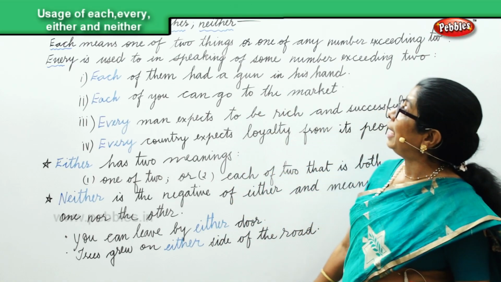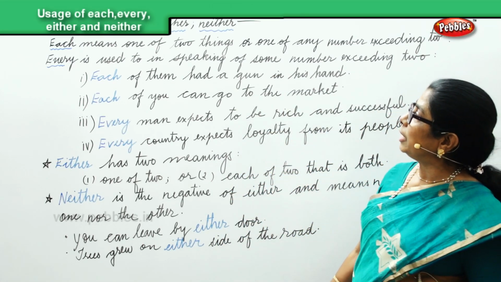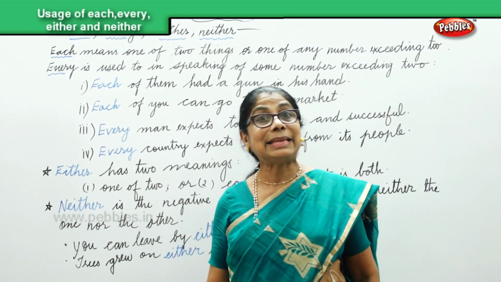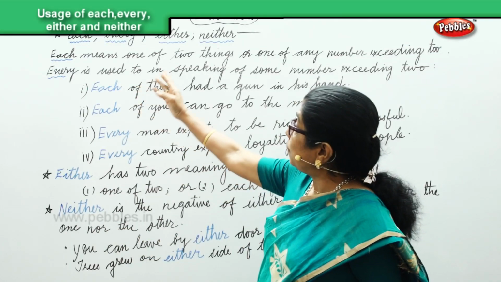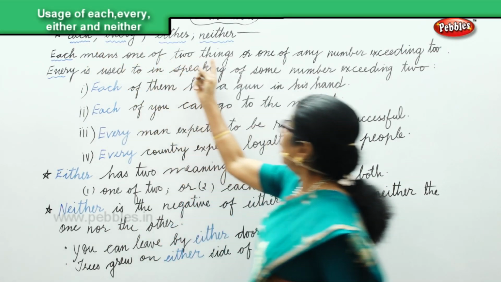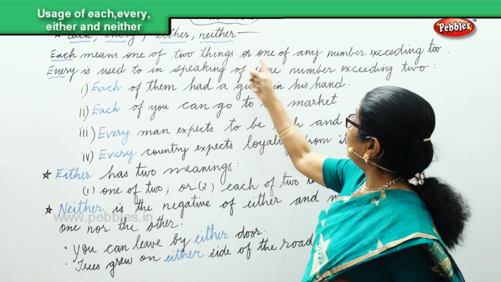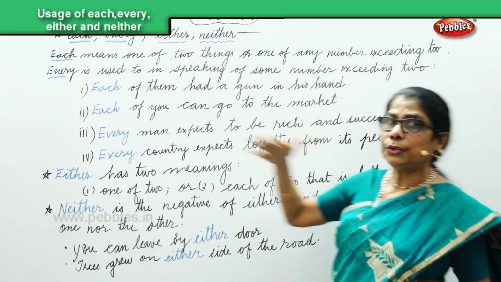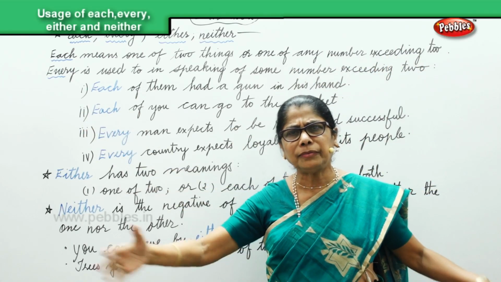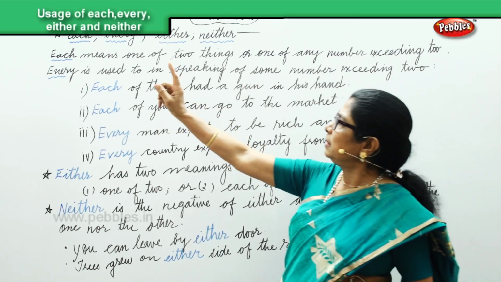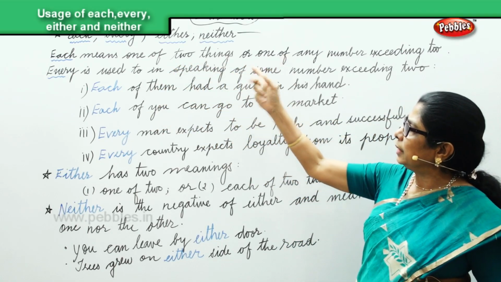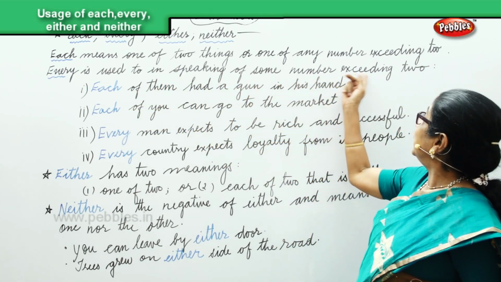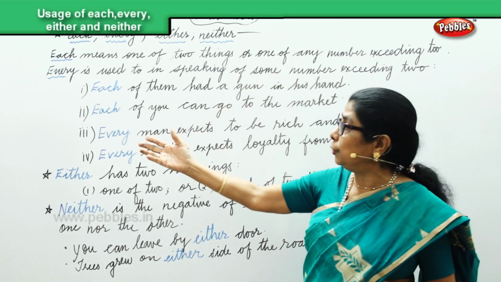So we are looking at the determiners, the use of each and every, either and neither, in sentence usage. Each means one of two things or any number exceeding two. Every is used in speaking of some number exceeding two, more than two.